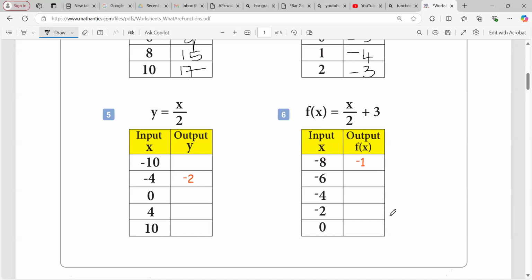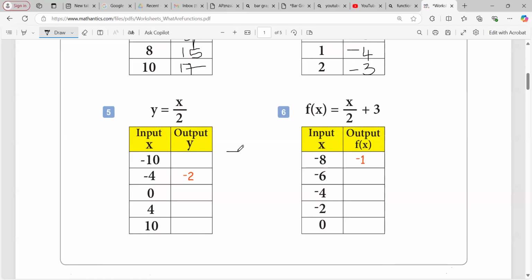All right, this one says y is equal to x over 2. So we are given the values. For this one, it would be negative 10 over 2, and of course, that would give a negative 5. Negative 4 over 2 is indeed negative 2. 0 over 2 is 0. Remember, we cannot divide by 0, but 0 divided by any number gives us 0. As long as 0 is on top, you're going to get 0. 4 divided by 2 is 2. And 10 divided by 2 is 5. So if we were to plot the graph, on the x-axis it would be negative 10, and you match it with negative 5, and then you graph it.